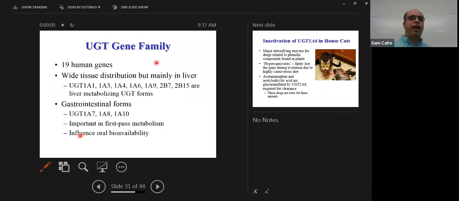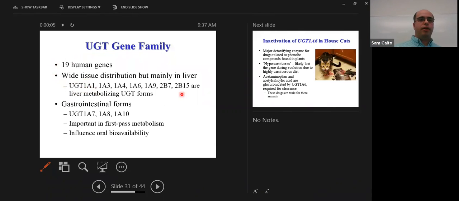Now, the UGT family is also very large since it's so common. There are about 19 known human genes. It has a wide distribution throughout the body, but they occur primarily in the liver. They're named very similar to the CYPs, where you have a family, a subfamily, and then the individual family member. So, for example, UGT1A1 is family 1, subfamily A, individual member 1.